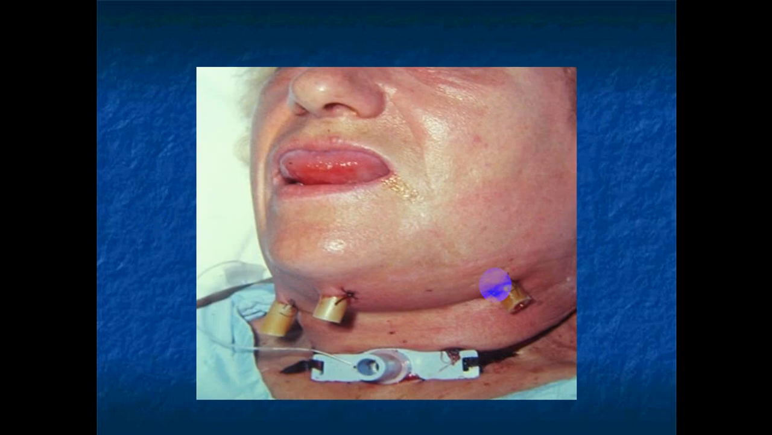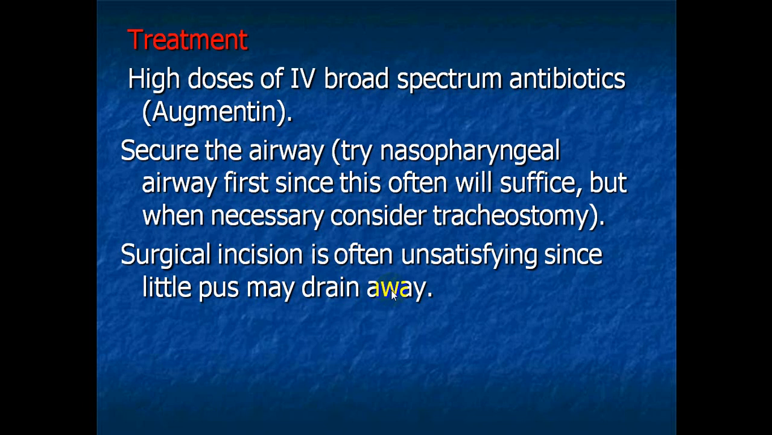Treatment is by securing the airway, either by nasopharyngeal airway or tracheostomy, a heavy dose of antibiotic using Augmentin, and multiple submental incisions. So treatment is by high dose intravenous broad-spectrum antibiotics, Augmentin, and securing the airway. Try nasopharyngeal airway first, since this often will suffice, but when necessary consider tracheostomy. Surgical incision is often unsatisfying since little pus may drain away.